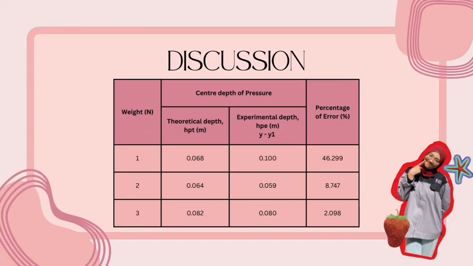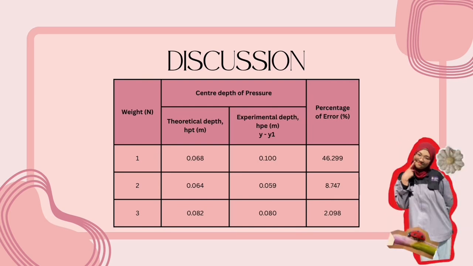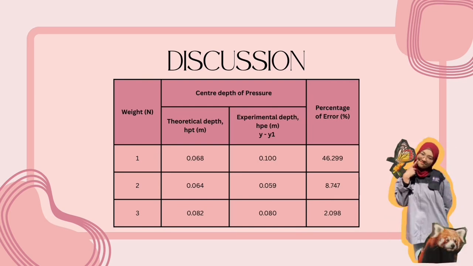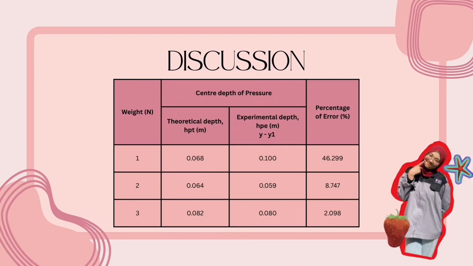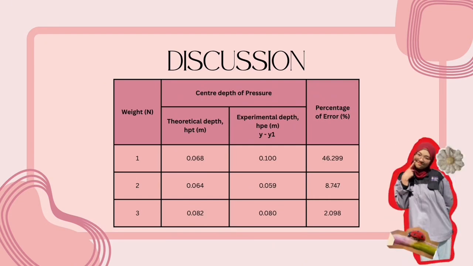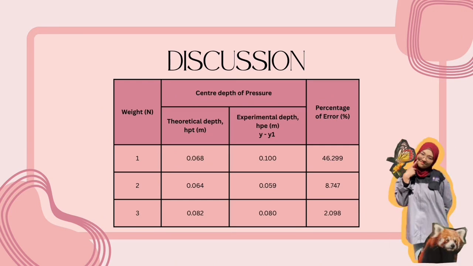In this experiment, we investigate the center of pressure on a submerged surface using 3 different applied weights: 1 Newton, 2 Newton, and 3 Newton. As the weight increased, the depth of immersion also increased, which affected the pressure distribution. We calculate both the theoretical and experimental center of pressure.